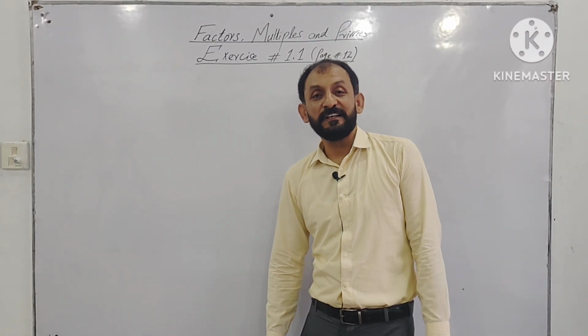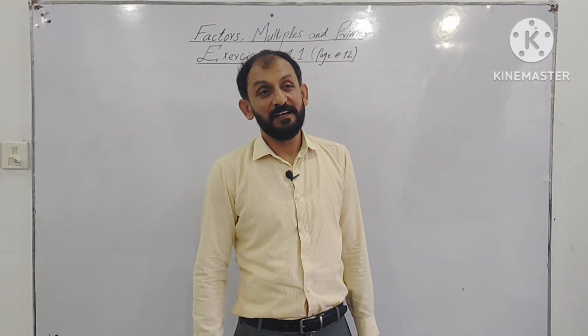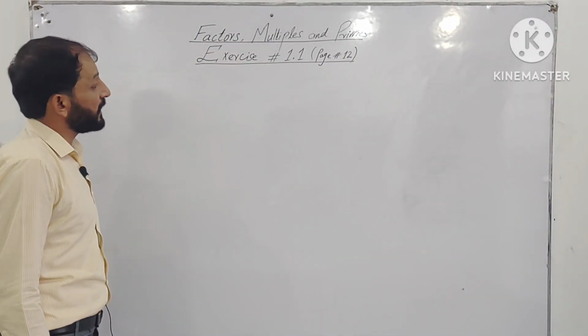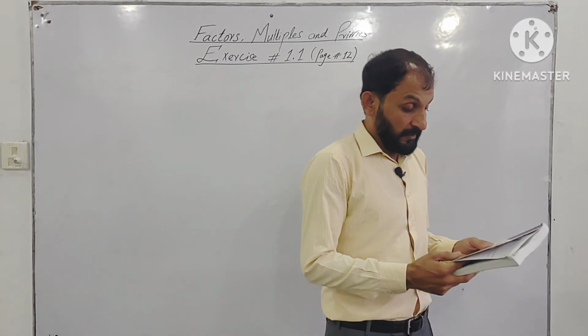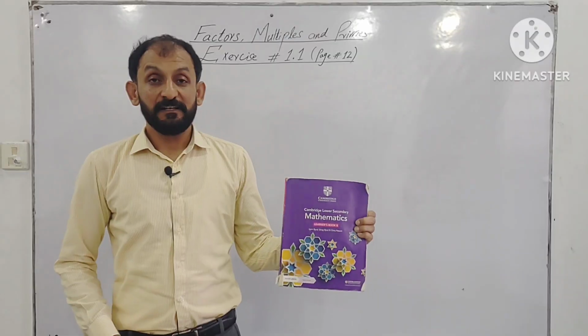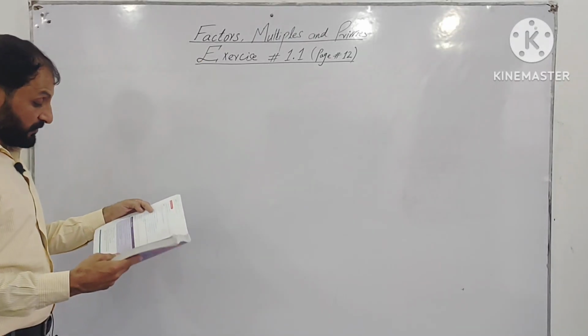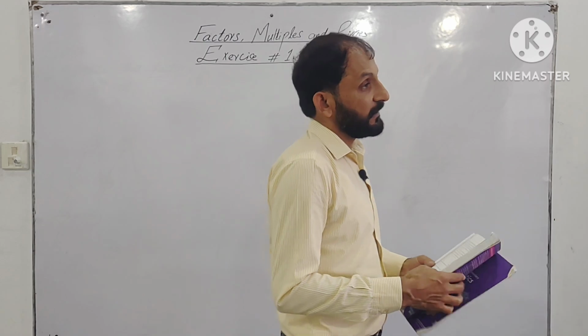In this video we will discuss the concept of factors, multiples and primes, and we will start Exercise 1.1, page number 12 of the Cambridge Lower Secondary Mathematics Learner's Book 8. Question number 2: complete this factor tree for 108.